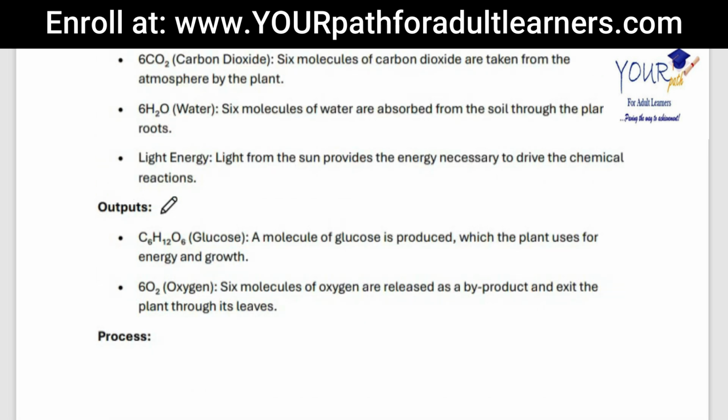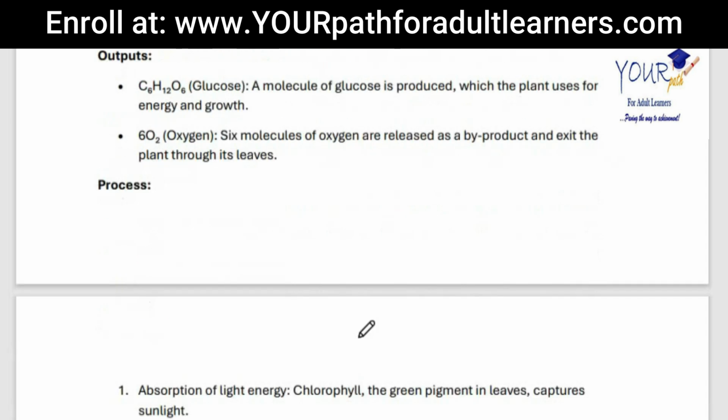So the output is a molecule of glucose, and glucose, as I mentioned, is represented by C6H12O6. A molecule of glucose is produced, which the plant uses for energy and growth. It also yields 6 molecules of oxygen, released as a byproduct, which exit the plant through its leaves. And again, oxygen is represented by O2, and the 6 represents the number of molecules.